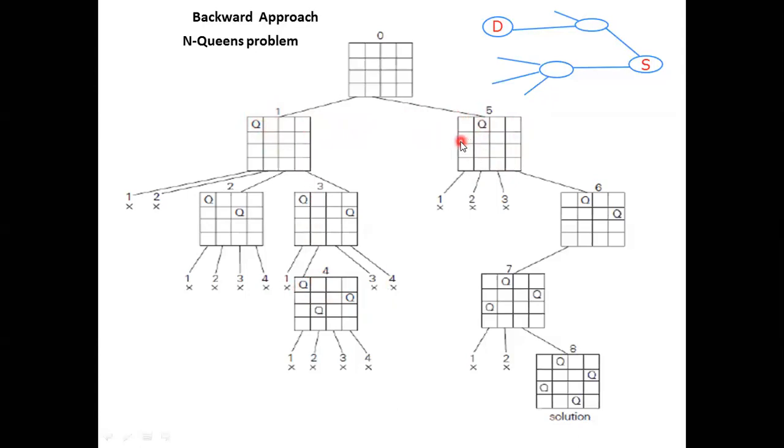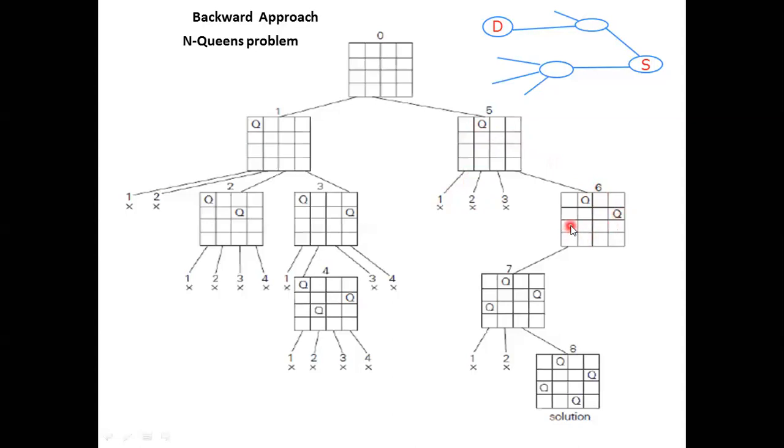Now I am trying for the next row. Can I keep it here? No. Column, diagonal problem. Can I keep it second? No. It is a column problem. Can I keep it here? Again, a diagonal problem. Can I keep it here? Yes, it is possible for me. Why? Because diagonal or column problem is not coming. Anyway, row problem won't come. That is the first Q. That is why sixth it is showing as Q is here. Next, I am trying for 7.